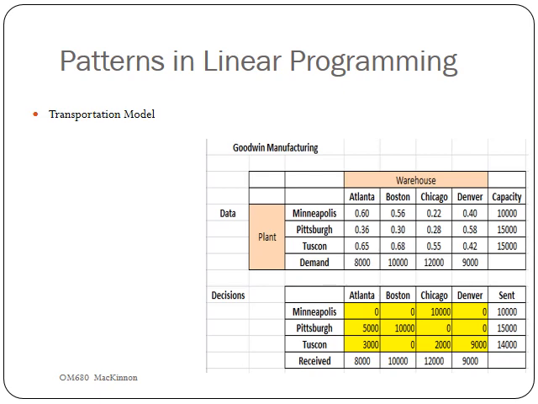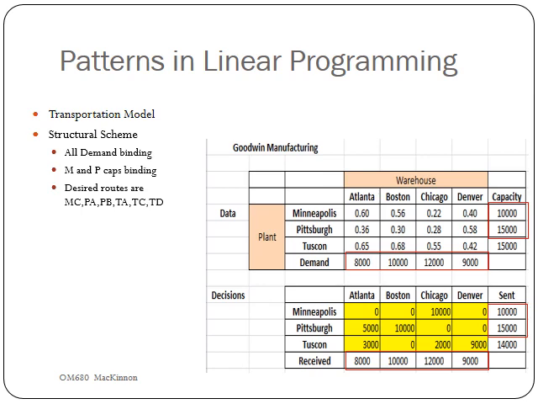So here's our Goodwin Manufacturing Transportation Model, and let's see if we can figure out the structural scheme. Remember that we want to look at binding constraints and non-zero variables. Well, we know that all demand is binding. What we receive at each location is the same as the demand. We know that the Minneapolis and Pittsburgh capacities are binding. Everything that they can send out, they send out. We also know that we have 6 desired routes. Those are the ones that are non-zero. So now what do we do?